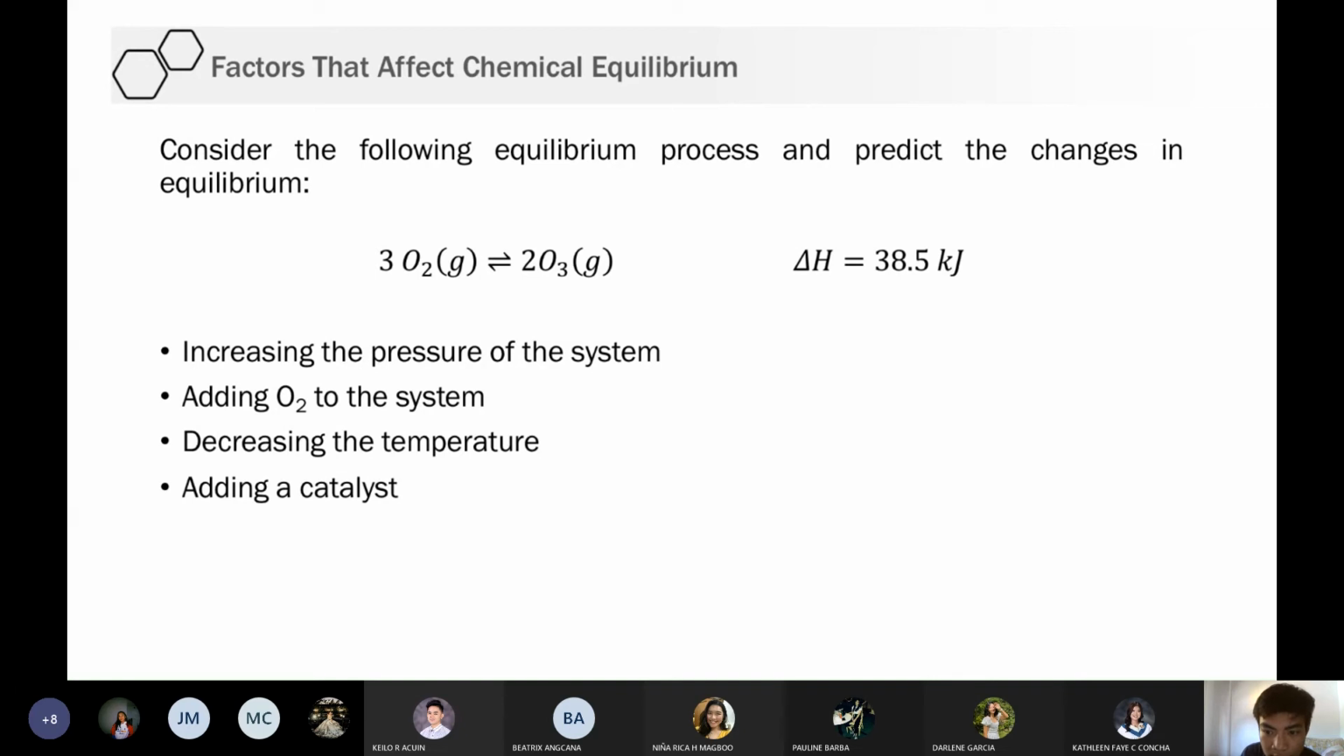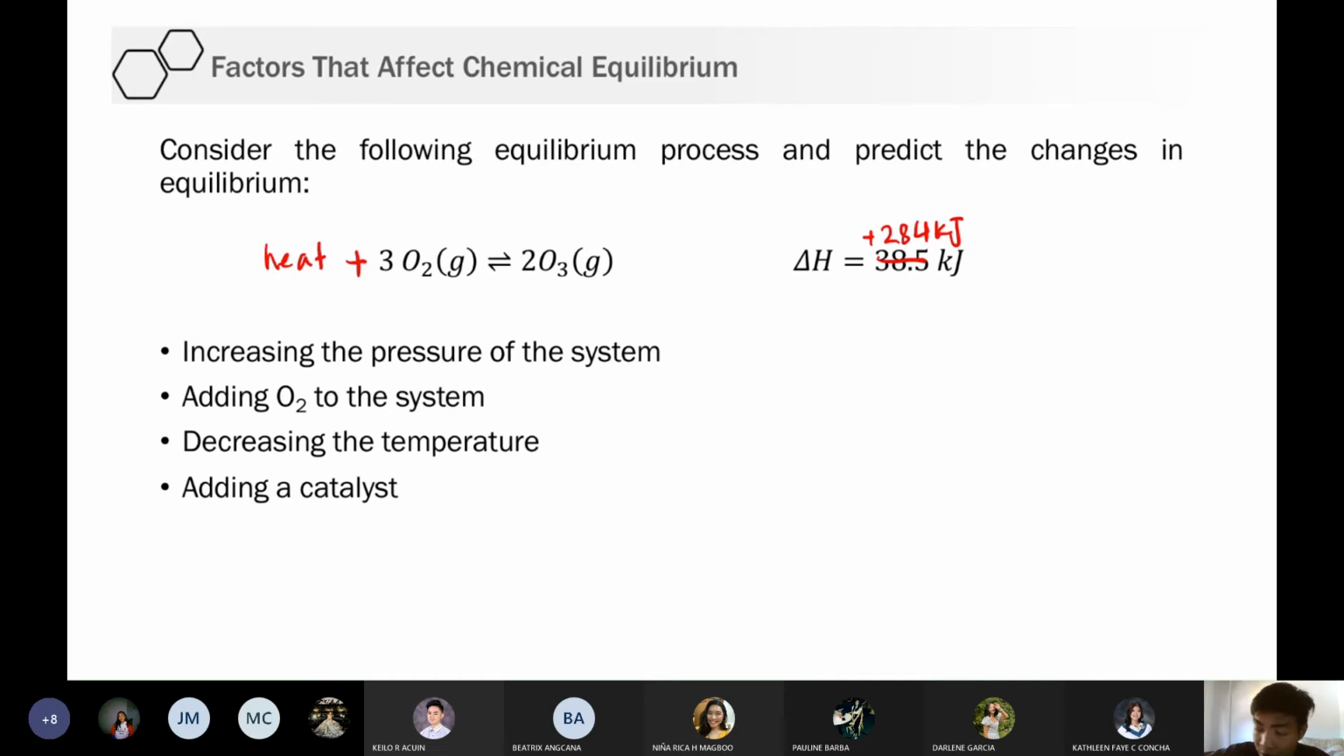Okay, so that will be positive 284. So we still have an endothermic reaction. Again, if we have an endothermic reaction, imagine your heat as the reactant. So let's answer the following.